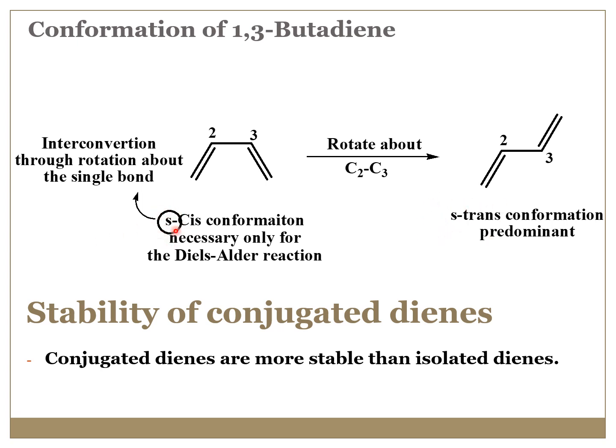This small s gives an indication that these two compounds, these two conformers, can be interconverted to each other through rotation around a single bond. The S means that you are rotating around a single bond and that this is a conformation and not a configuration.